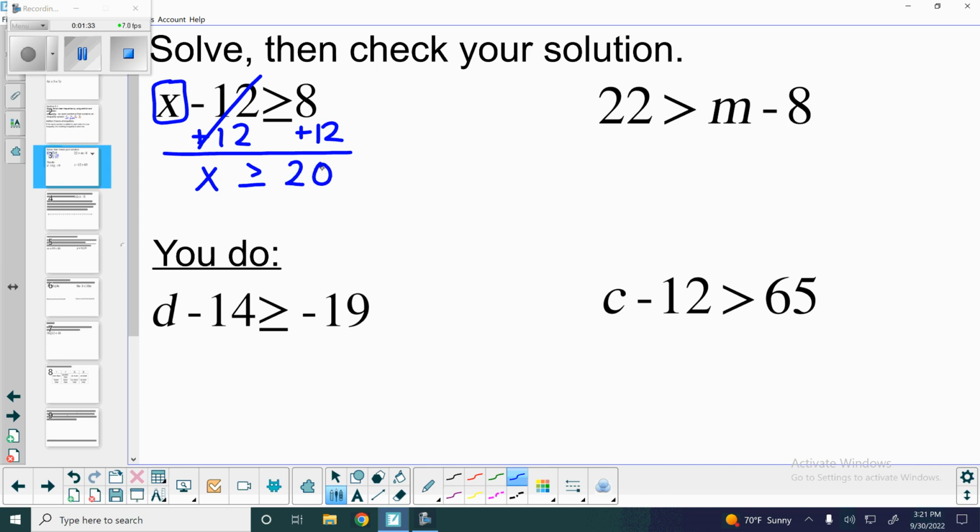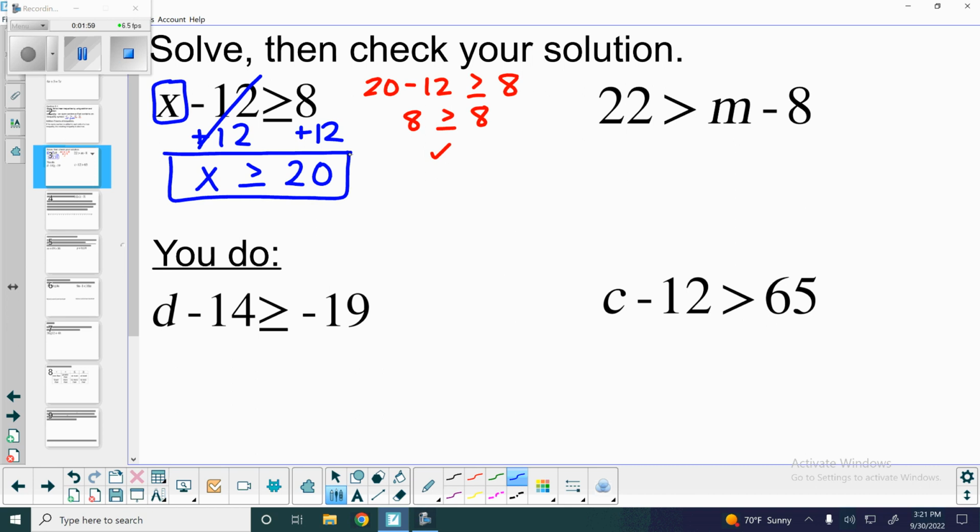Now when you check your solution, you plug it back in here. You can plug 20 in for x and make it 20 minus 12. As long as that result is greater than or equal to 8, then it's true. So 20 minus 12 is 8. 8 is equal to 8, so it's greater than or equal to. As long as it's one of those things, it's fine. So it checks out, and that answer is correct.